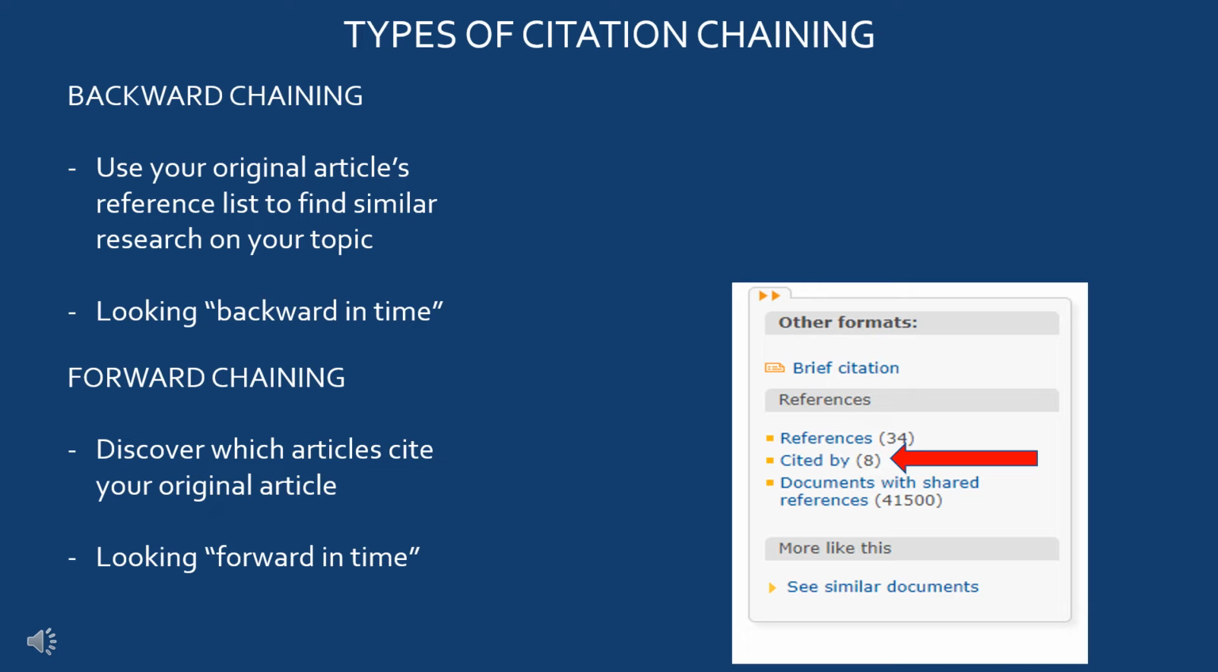Note that forward chaining is not particularly helpful if your original article is too recent. Publishing a peer-edited article can be a lengthy process, and so a very recent article will not have been around long enough for others to cite it in their own work.